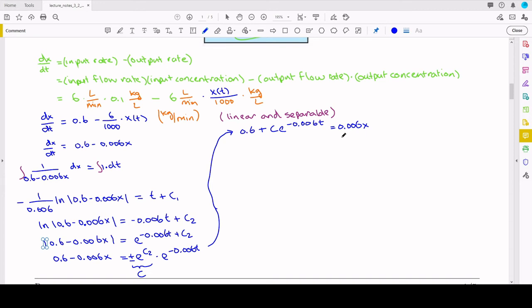Then finally, we divide both sides by 0.006 to get our x, and 0.6 divided by 0.006 gives us 100. And then c divided by that gives us another constant, e to the power negative 0.006t, and that gives us x of t on the right. And that's our general solution.